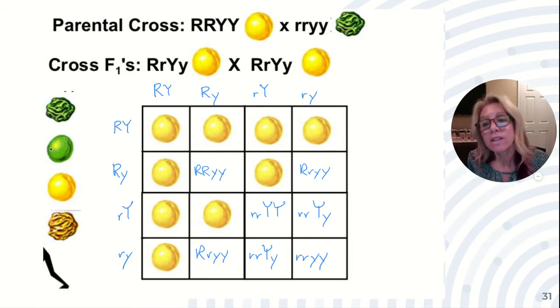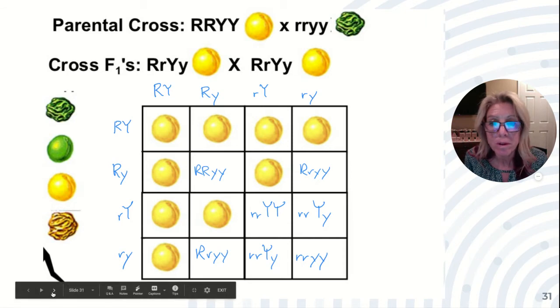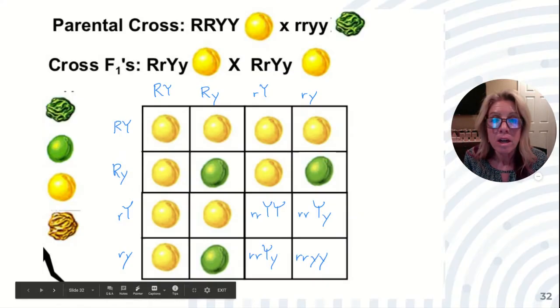So then now let's look at the next one, round and green. So this one right here has at least one big R, so that makes it round. The two little y's would make it green. That's the recessive trait. So this would be round and green. Can you see some other ones that would be round and green? I'll let you look. Okay, these 3 would be round and green.